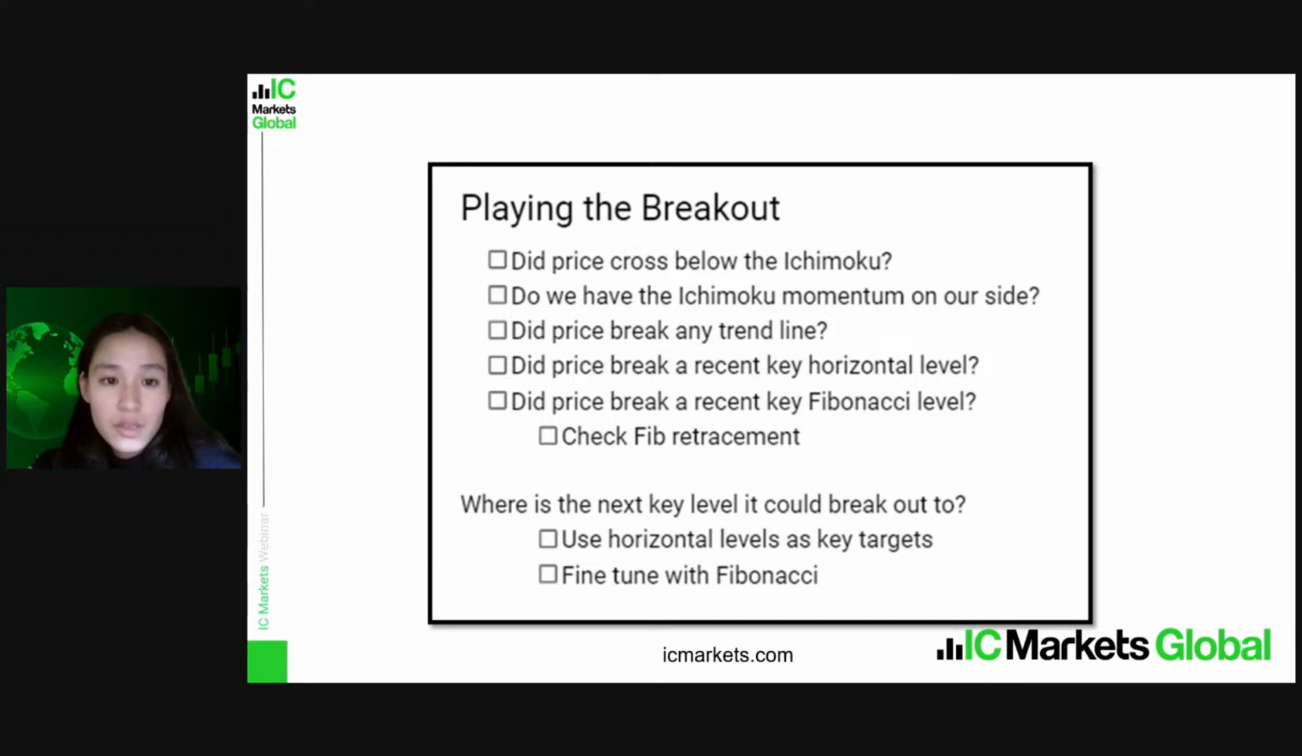So firstly, we want to see if price crossed below the Ichimoku cloud. Do we have the Ichimoku momentum on our side? Did price break any trend line? Did price break a recent key horizontal level? Did price break a key Fibonacci level? And then we check for the Fibonacci retracements. And then where is the next key level that it could break out to? Then we use horizontal levels as key targets and fine tune with Fibonacci.